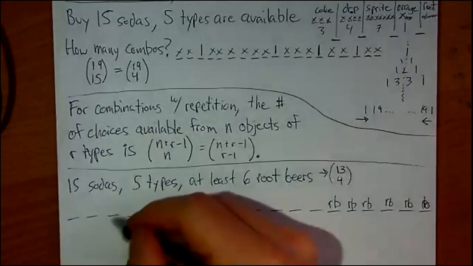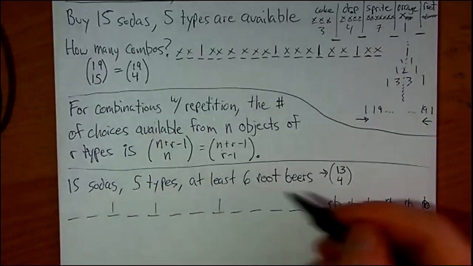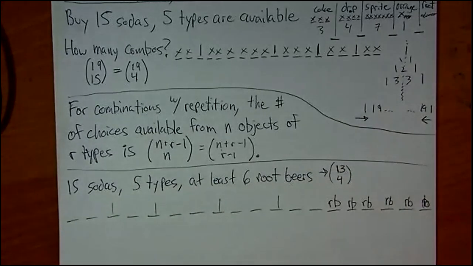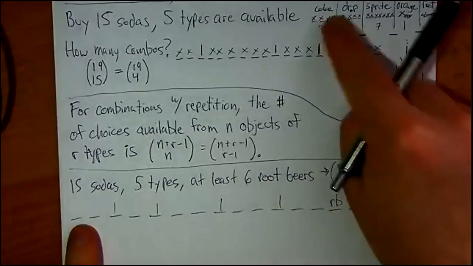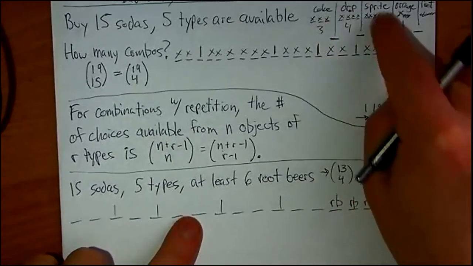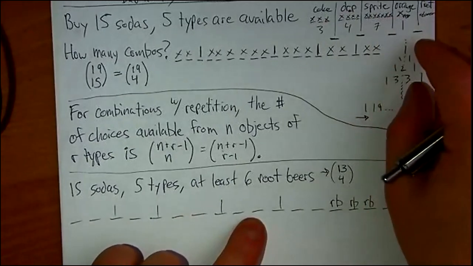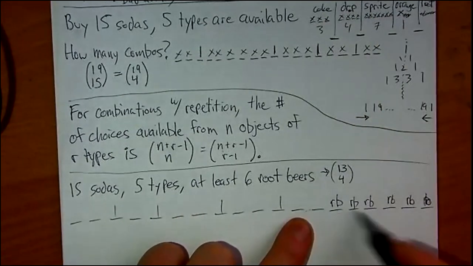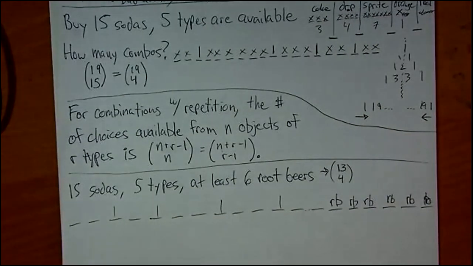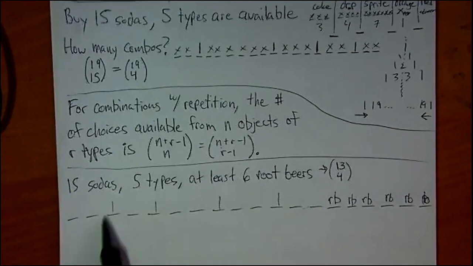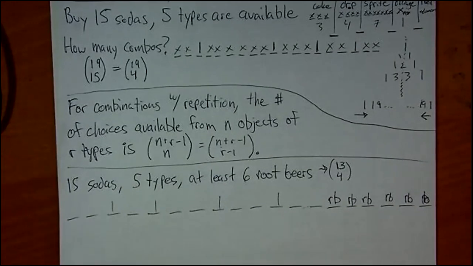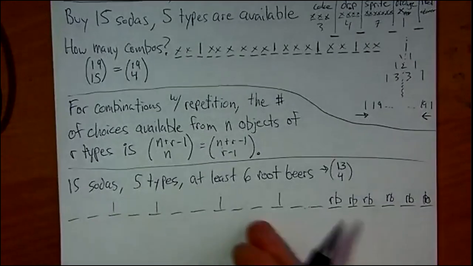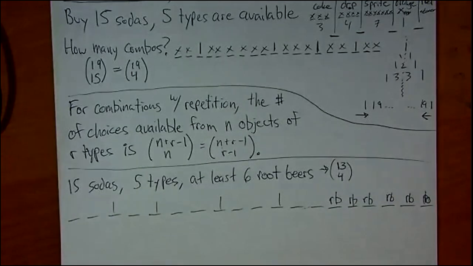right? So maybe I could put them 1, 2, 3, and 4, which is going to mean I get 2 Cokes, 1 Dr. Pepper, 2 Sprites, 2 orange sodas, and in this case 8 root beers, right? That would be one option. But out of these 13 slots, we're placing 4 dividers, which is going to divide up our sections into the different kinds of soda. What do you guys think? It's good?